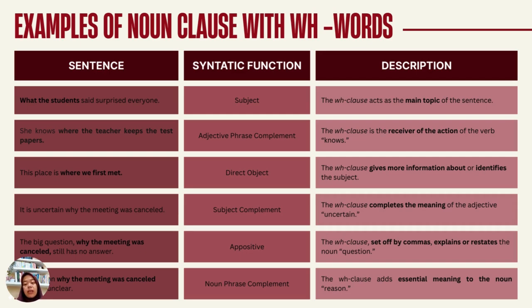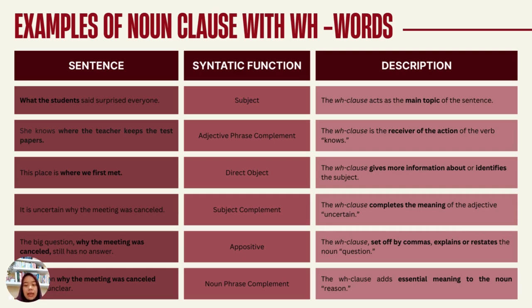And then the fifth example: the big question, why the meeting was cancelled, still has no answer. The function is as appositive. See the commas. The clause why the meeting was cancelled is just extra information. It restates what the big question is. We could remove it and the sentence still makes sense.